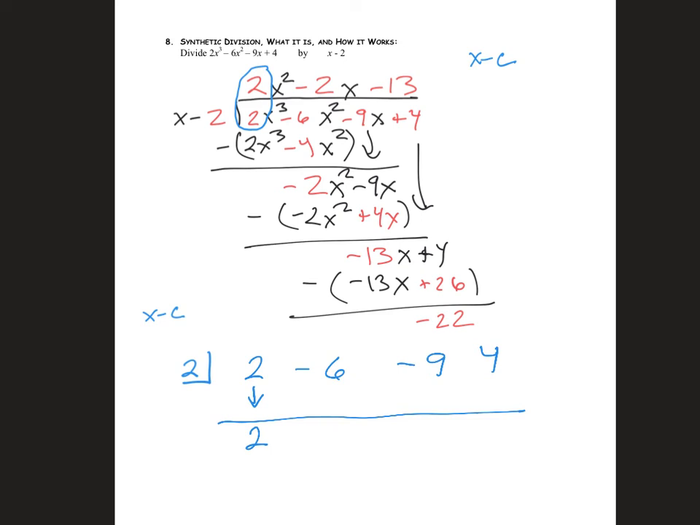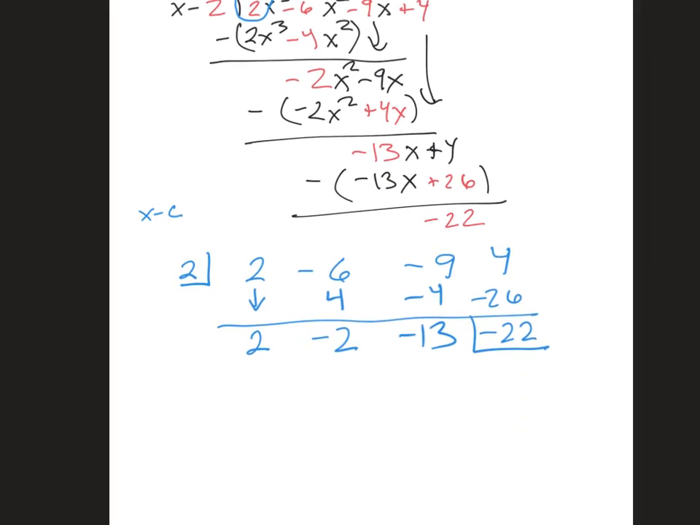Okay. And then we're going to multiply like we did before. So 2 times 2 is 4. But instead of subtracting, we're going to add here. Now notice, because I'm not doing -2 here, because I'm doing 2, instead of subtracting each time, we're going to be adding. So -6 plus 4 is going to give me -2. Then I'm going to do it over again. -2 times 2, multiply, get -4, and add. -13. Again, multiply, -13 times 2, -26, and add -22. This last number is always your remainder.